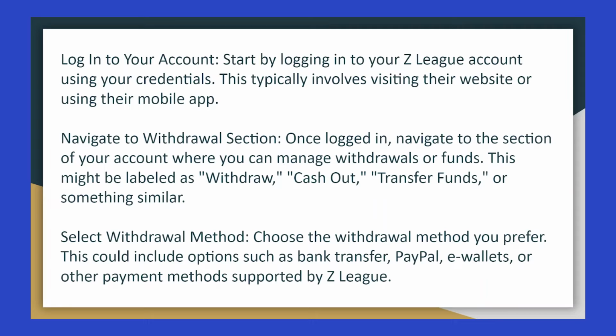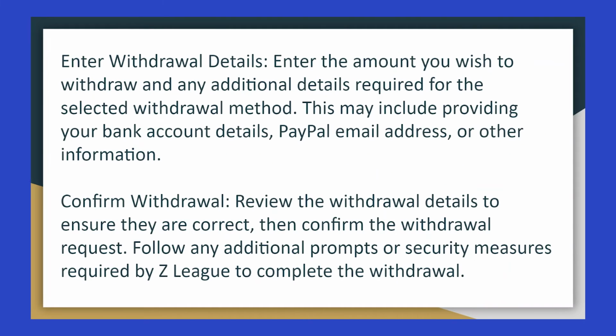Choose the withdrawal method you prefer. This could include options such as bank transfer, PayPal, e-wallets, or other payment methods supported by Z-League. Enter the amount you wish to withdraw and any additional details required for the selected withdrawal method. This may include providing your bank account details, PayPal email address, or other information.